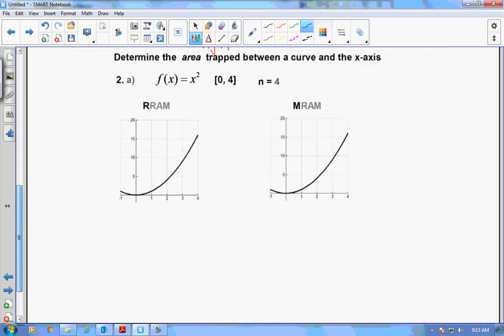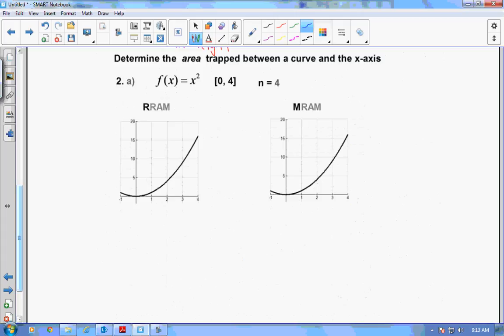Okay. Now, determine the area trapped between the curve and the x-axis. We have a parabola instead. N equals 4. So what does n equals 4 mean? 4 rectangles on a closed interval, 0 to 4. So what's the width of each rectangle going to be? 1 unit. Yep, and so left and right, this time starting with, oh, nope, actually right. Oops, I thought that was right. Right, and then mid. Okay?